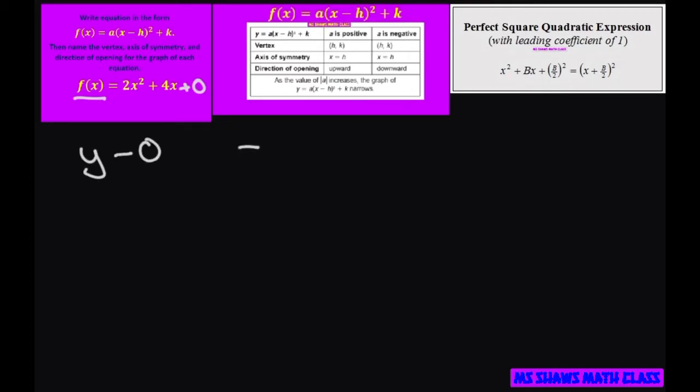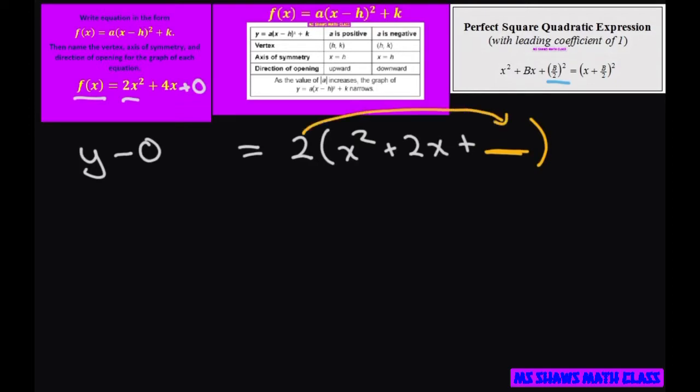All right. I'm going to factor out a 2. So I'm going to get x squared plus 2x plus, and this is where I'm going to complete the square. And if I complete the square here, I also have to do it on this side. So this is going to be 2 times that. So you can put plus 2 times whatever we get.